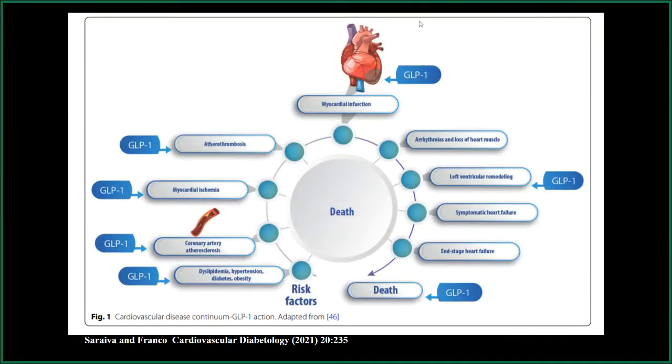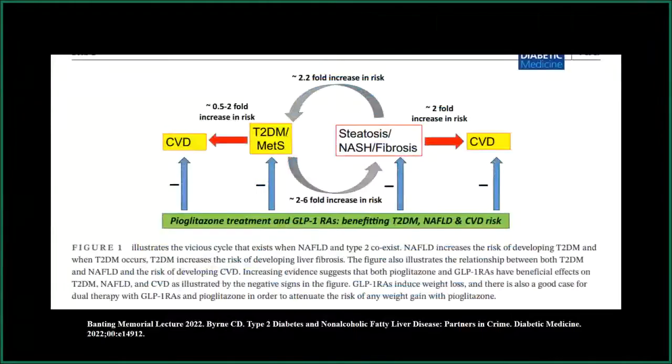Not only is that the case overall, but when you look at cardiovascular disease, from addressing risk factors like diabetes, hypertension, dyslipidemia, to atherosclerosis and formation of plaque, to ischemia, atherothrombosis, arrhythmias, though it doesn't seem to have much effect on arrhythmias, and left ventricular remodeling, there seems to be an overall impact of the GLP-1 analogs on several aspects of the cycle of cardiovascular disease from risk factor to death. So these are things that we have to look at.